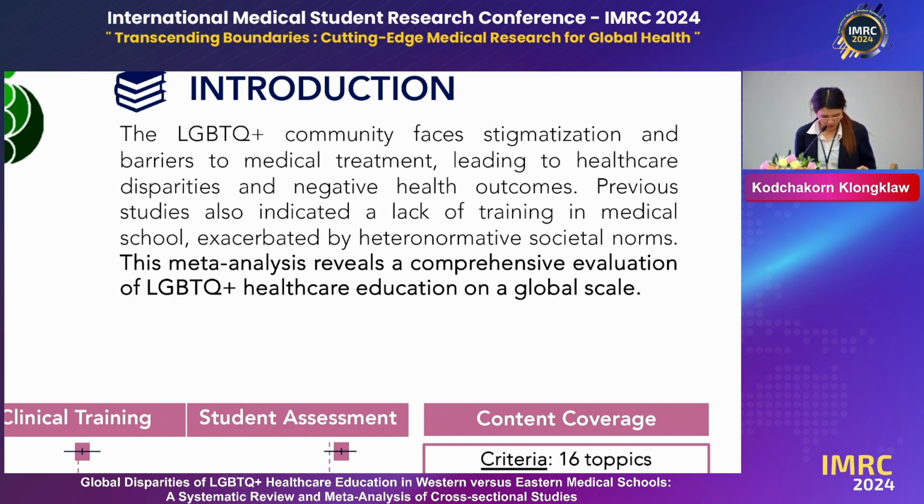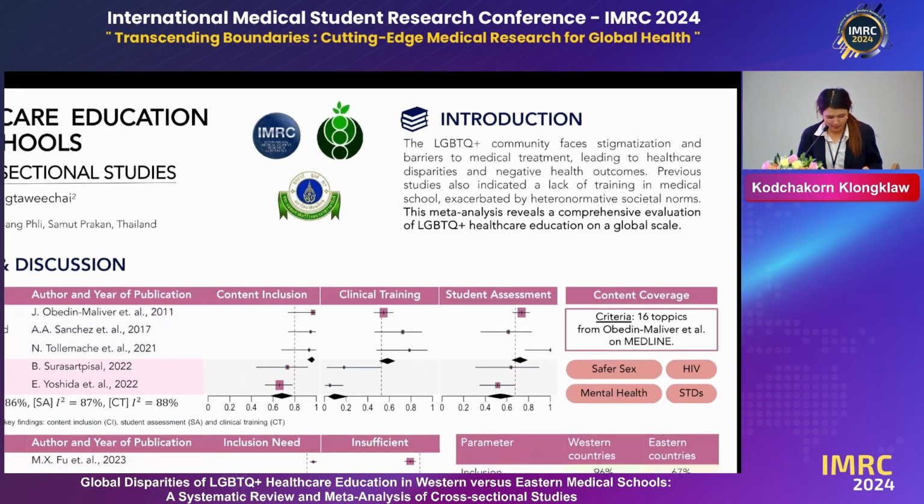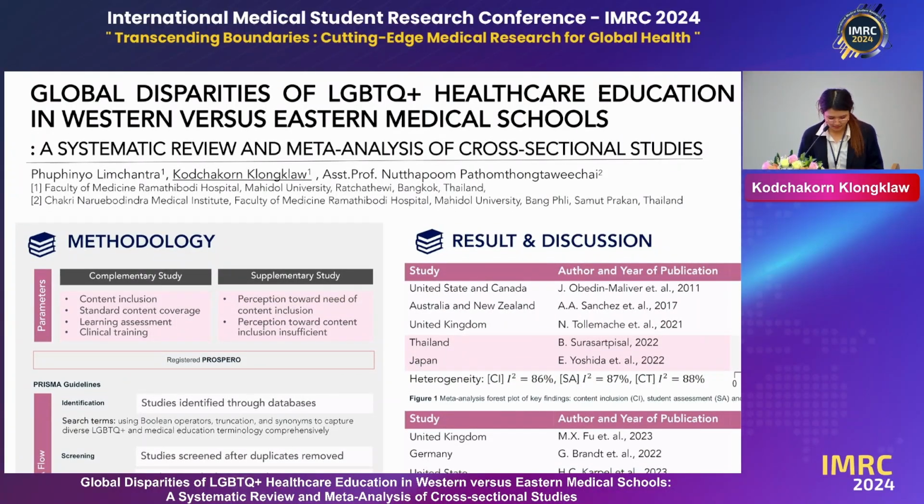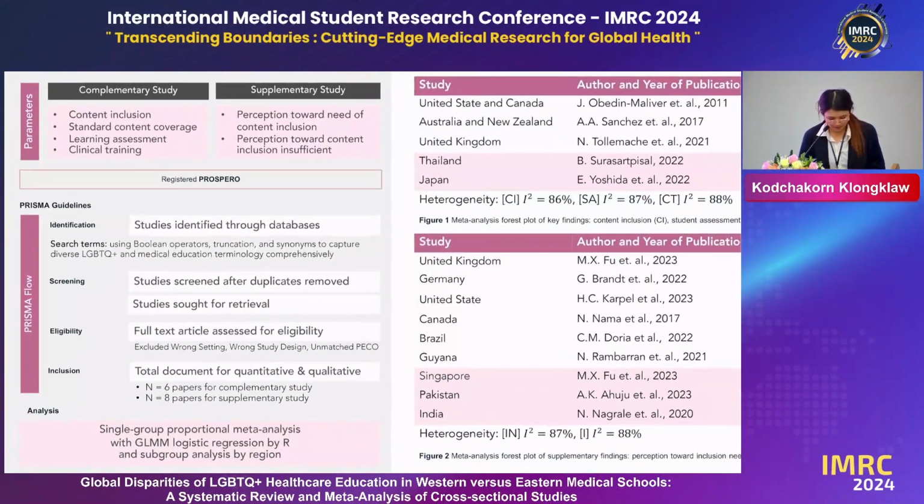So in this research, we revealed a comprehensive evaluation of LGBTQ plus healthcare education on a global scale. And we also observed that the culture and norm could affect it, so we do subgroup analysis to compare Eastern and Western regions. And this is our methodology. We separate into two studies, which is complementary study and supplementary study. I will be mentioning in details later on.